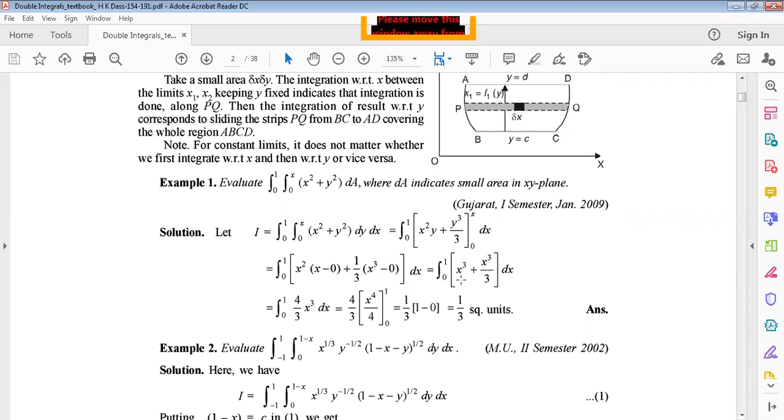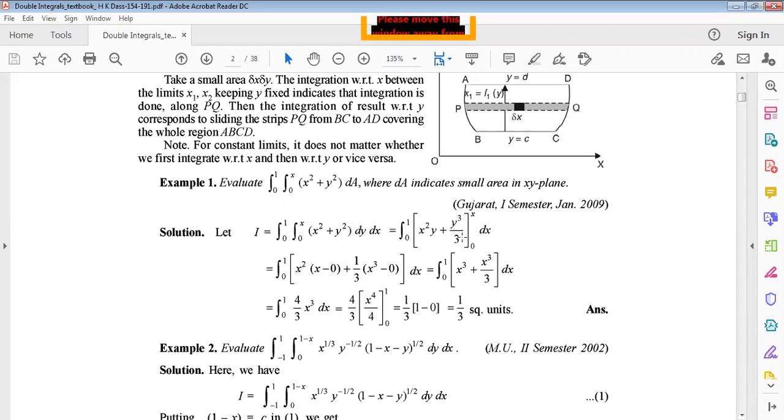This 1 by 3, put x in the value of cube: x cube minus 0 cube. This is the constant 1 by 3. Putting the value of the upper limit in y cube, that means x cube, right? Minus putting the value of the lower limit in y cube, that means 0. We get x cube minus 0 cube.